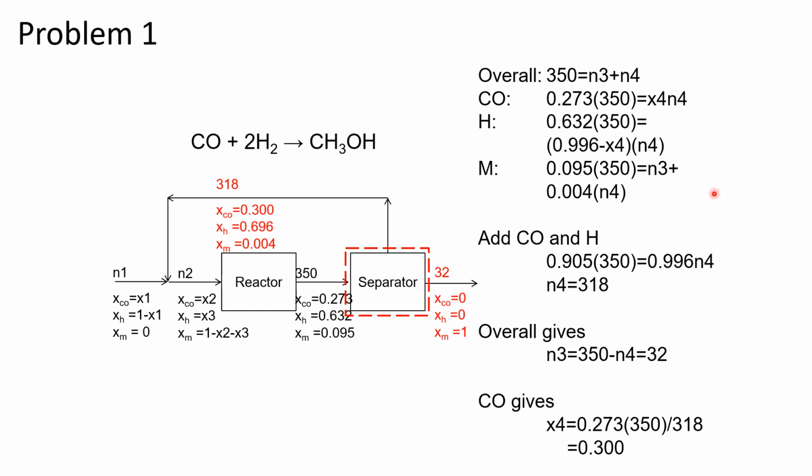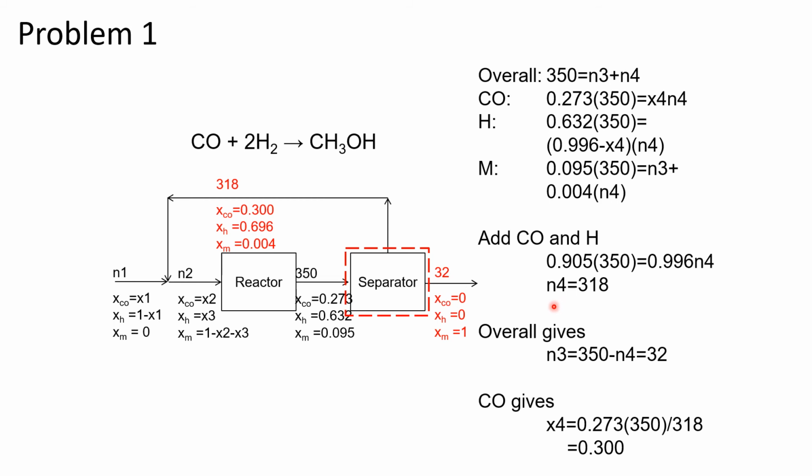This next slide shows those 4 equations reproduced here. What we're going to do is add the CO and the hydrogen balance. So if we do that, we add the terms on the left-hand side. We have 0.273 times 350 plus 0.632 times 350. So if we add these 2 fractions together, we get 0.905 times 350. That's going to be equal to the sum of what's on the right-hand side. We have 0.996 times N4. Then we have a minus X4 N4 when we distribute the N4 across the parentheses. When added to the CO balance, this X4 N4 cancels that X4 N4. So all we're left with is 0.996 N4.